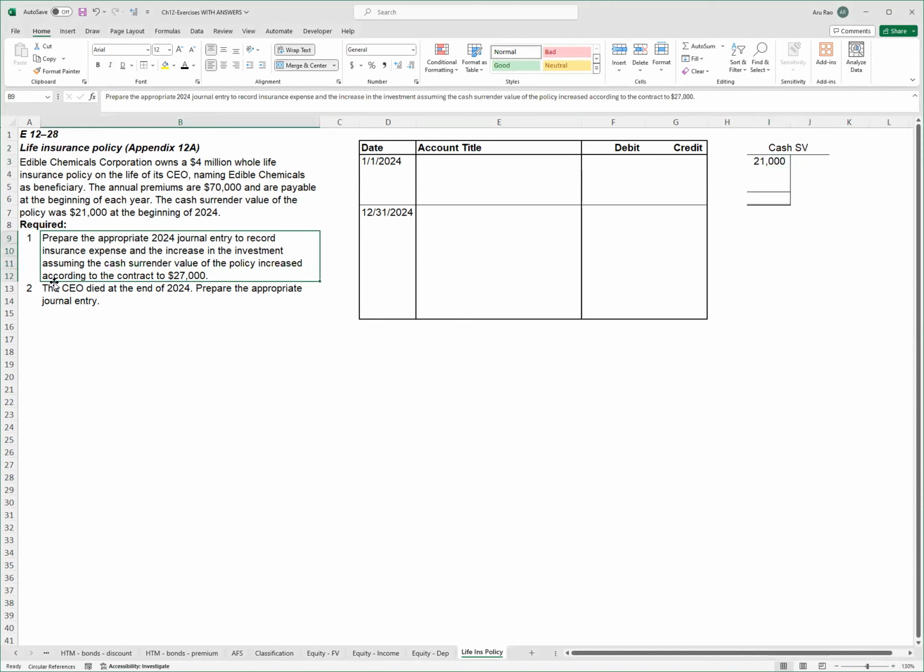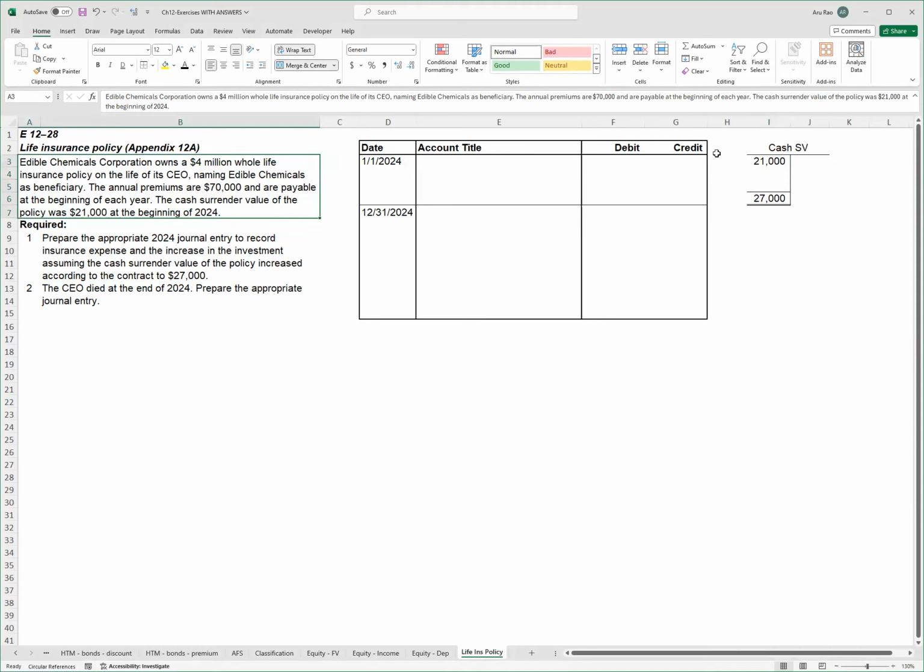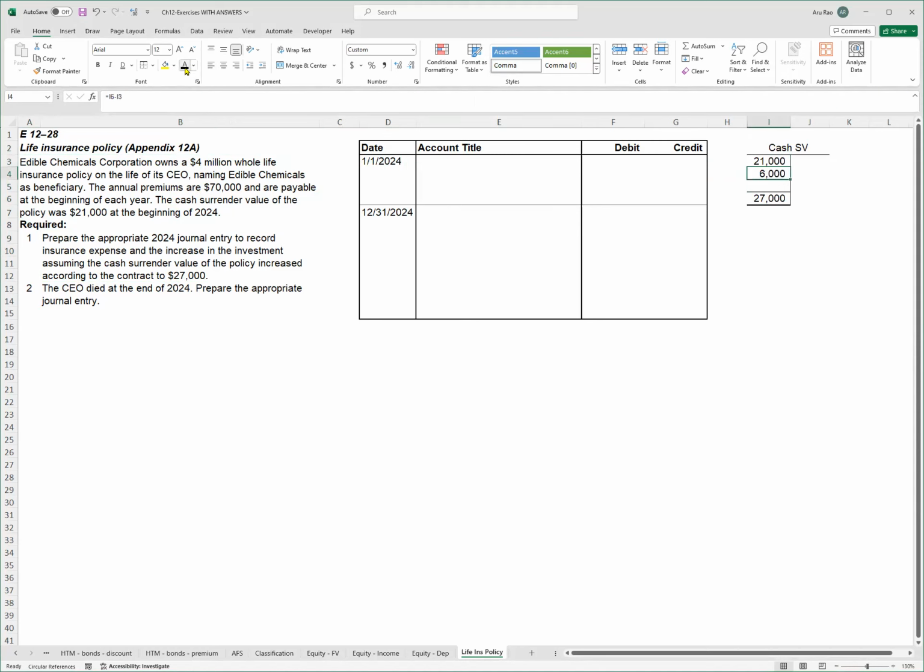And then they have told us to prepare the appropriate journal entry to record the insurance expense and the increase in the investment, assuming the cash surrender value of the policy increased to $27,000. So we had 21,000. It grew to 27,000 the minute we paid the $70,000. So it has increased by $6,000. So this is a plug number. It was 21, it has grown to 27, which means it increased by 6.